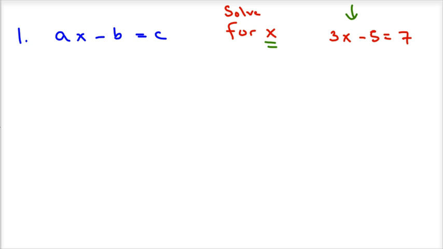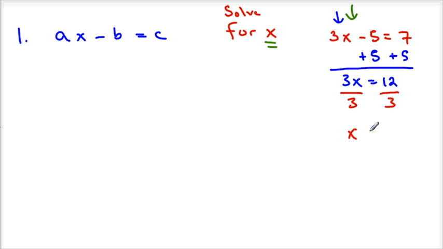Add 5. Okay, good. So my objective here is to isolate the x, so I'm going to add 5 to both sides. So I got 3x equals 7 plus 5, 12. Almost there. My next step: divide both sides by 3. Excellent. Divide both sides by 3, isolating my x again. x equals 4.